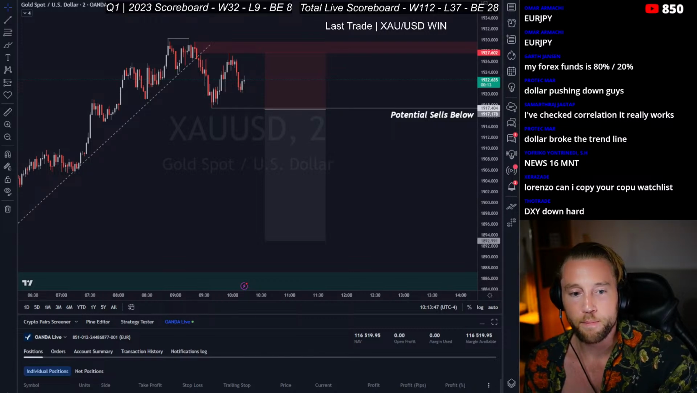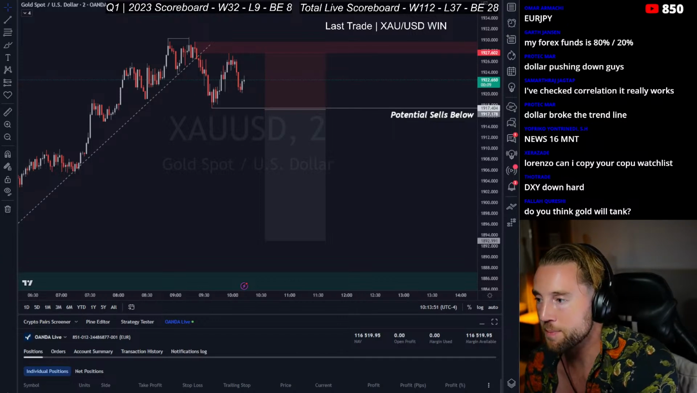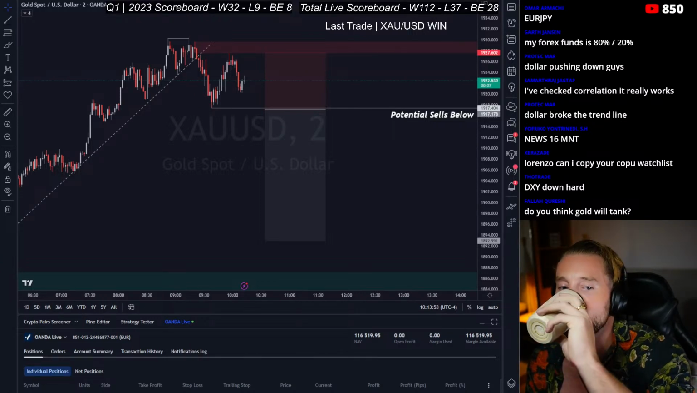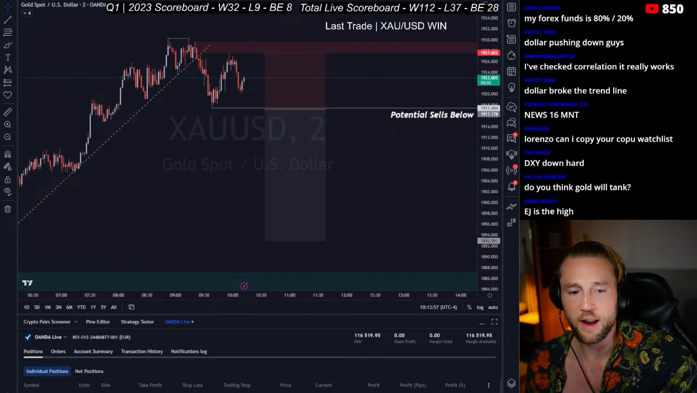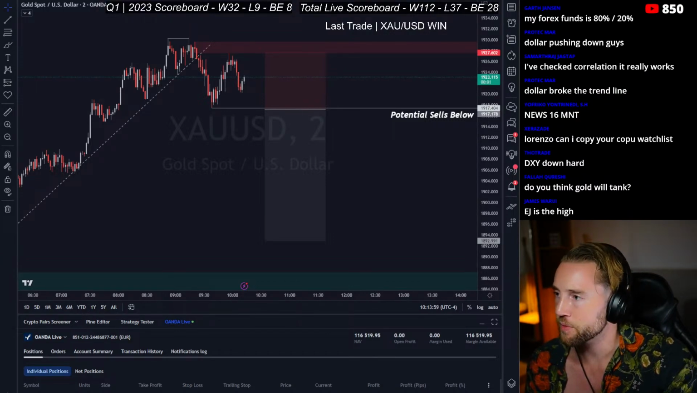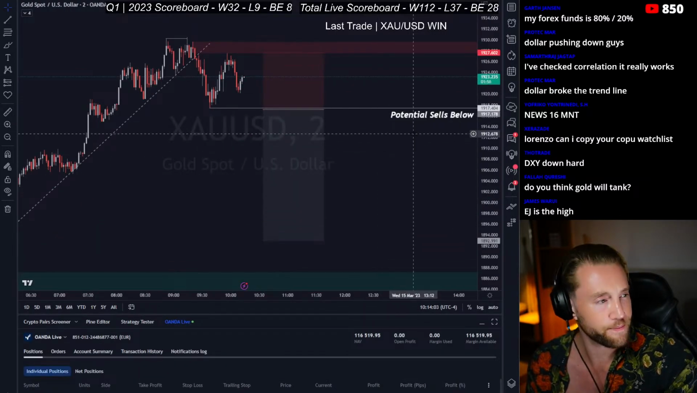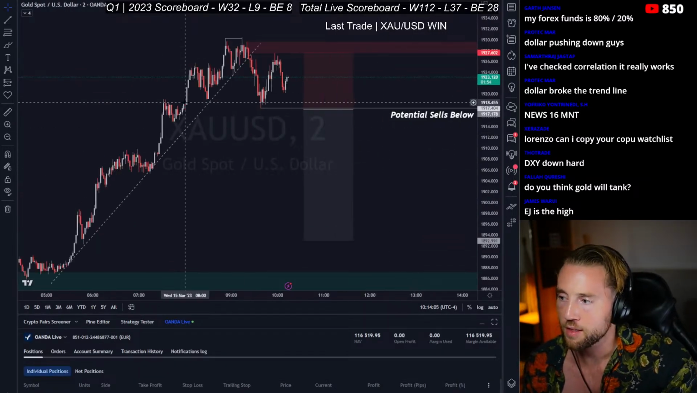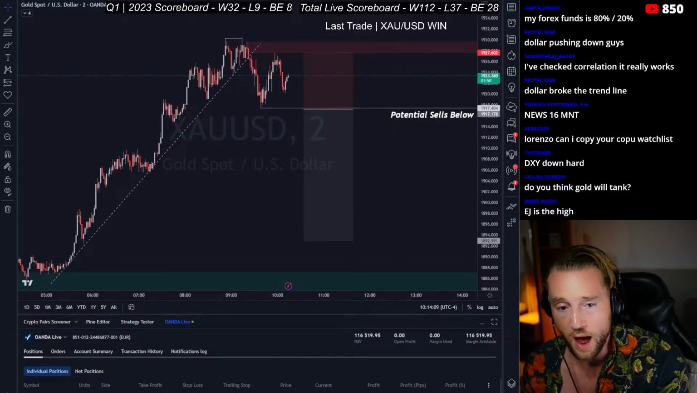Samar Chop Tab says, I checked correlation. It really works, my man. Dollar index is down hard. Is that so? The thing with gold right now is that gold is not reacting to it that much. It's kind of trying to do its own thing here. If the dollar comes up though, it's reacting for sure.